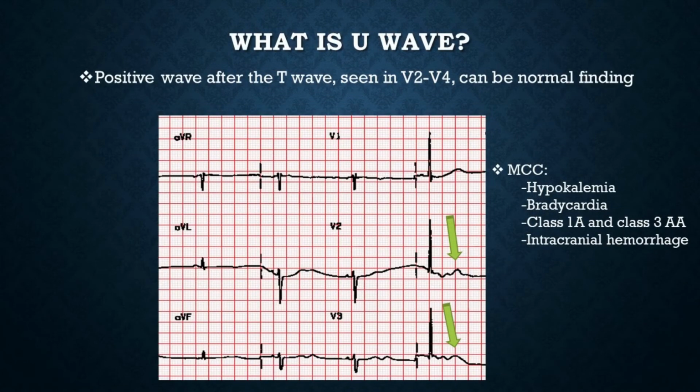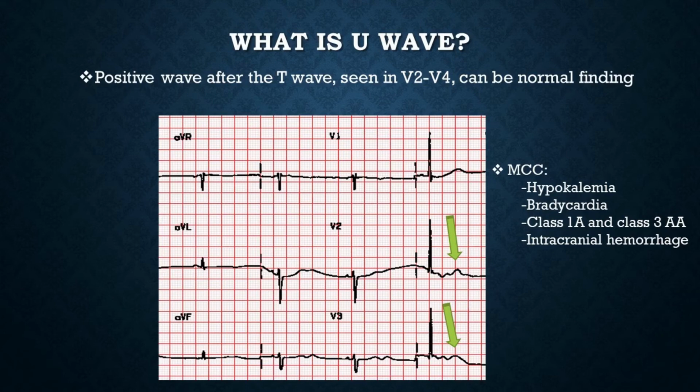I would like to briefly discuss here the U wave. U wave is a positive wave after the T wave. It's generally seen in leads V2 to V4. U waves may be seen in normal individuals, and their origin is uncertain. But apart from hypokalemia, bradycardia, class 1A and 3 antiarrhythmic drugs, and intracranial hemorrhage can also increase their amplitude.